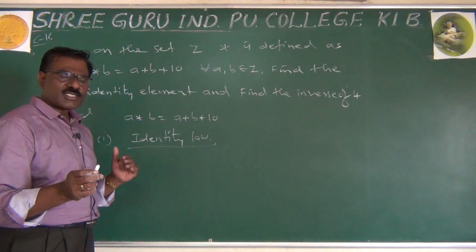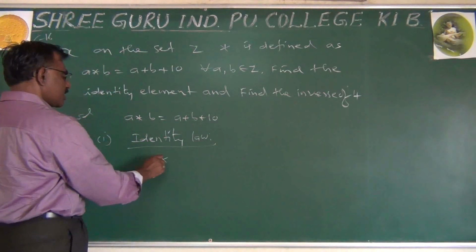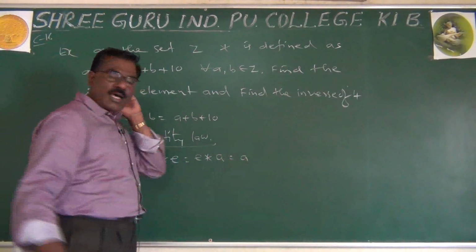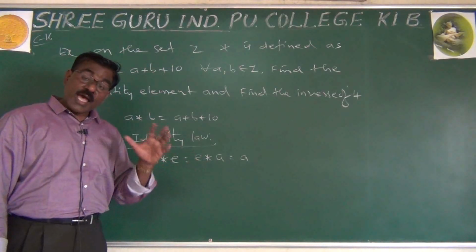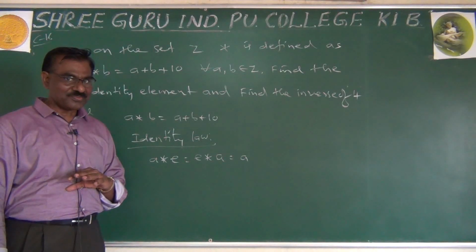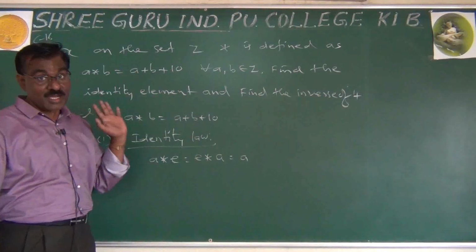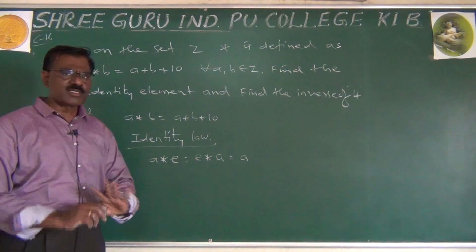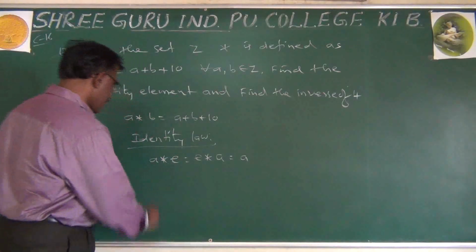Identity law is very simple. A star E equals E star A, which equals A. But as I explained in the previous class, in both cases the identity element must be the same, and it must belong to Z. If they are different, then the identity does not exist.